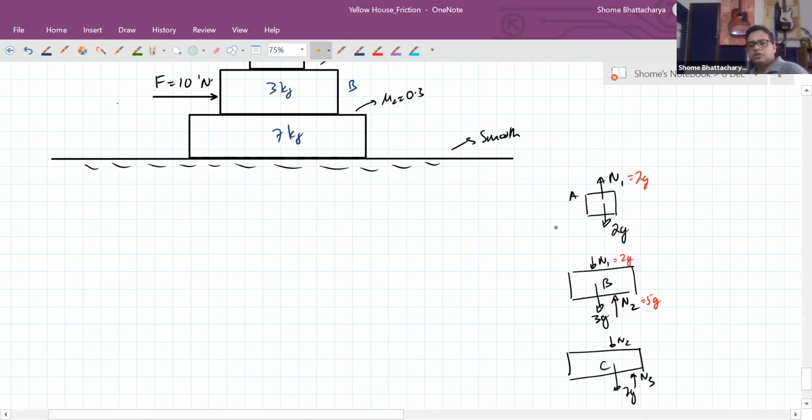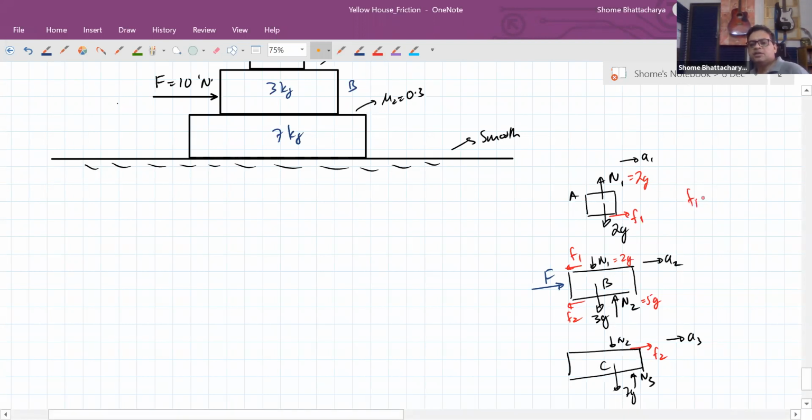now see what is happening. We are applying the external force on this one. So immediately there'll be friction like this here and friction like this here, whereas on this there'll be friction like this. On this there will be friction like this. Okay. So if this block has some acceleration A1, this block has some acceleration A2, and this block has some acceleration A3.